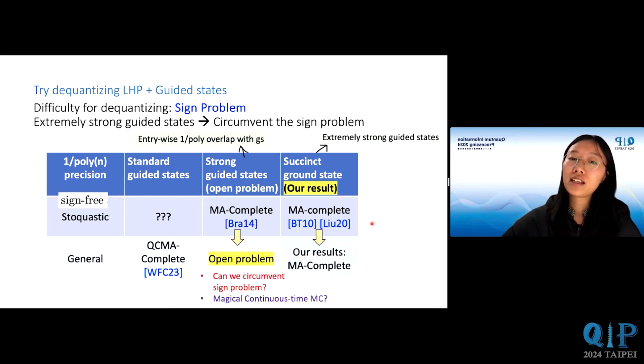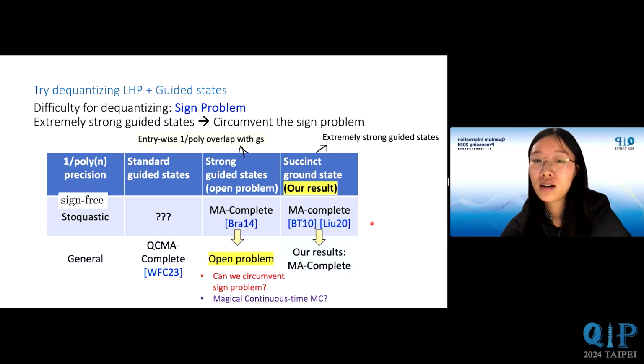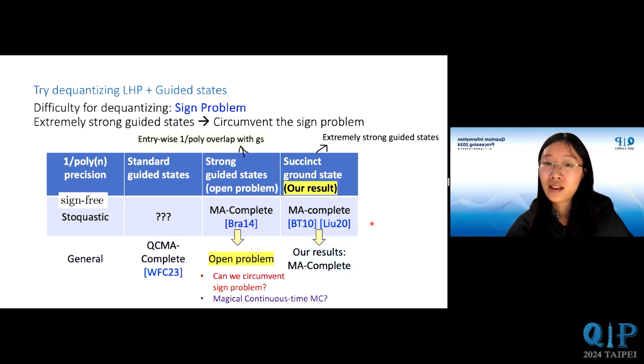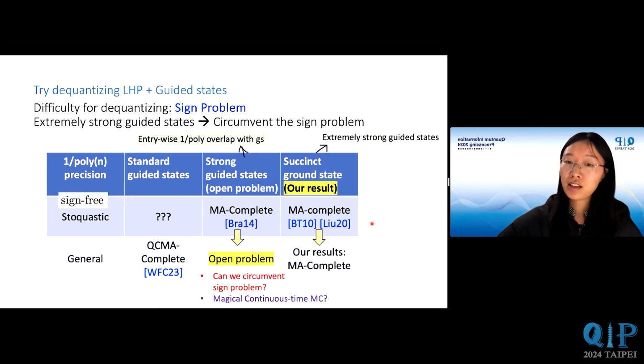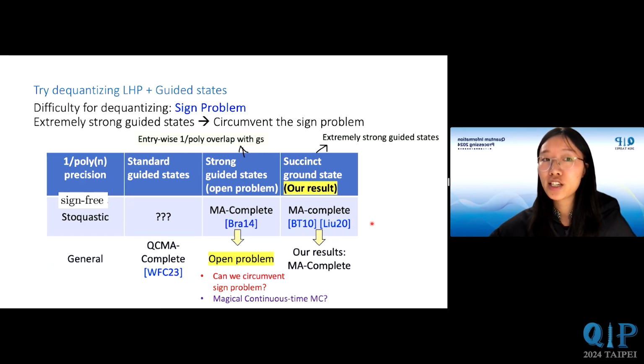One open problem is whether you can circumvent the sign problem also for the strong guided state, and whether you can again use some kind of continuous Markov chain, which might be underestimated, to generalize the results from stochastic Hamiltonians to general Hamiltonians. So this is the open question, and this is the relationship between our results and the dequantizing problem.